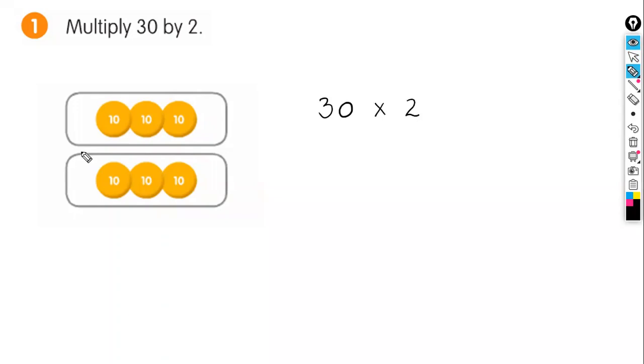This 2 is representing the two groups here, 1 and 2 group. And this 30 is representing that each group is having 3 tens. So we can write this 30 as 3 tens as well. So these 3 tens are going to be multiplied by 2. We will just multiply them together.